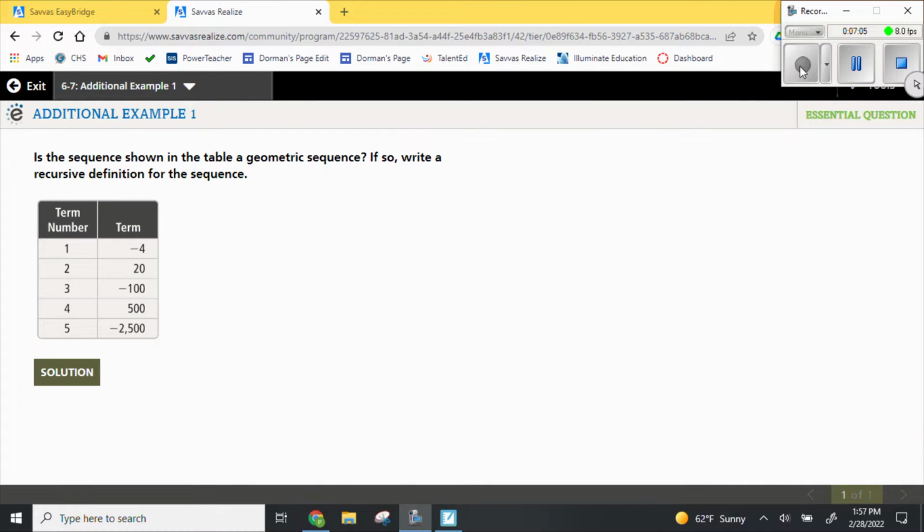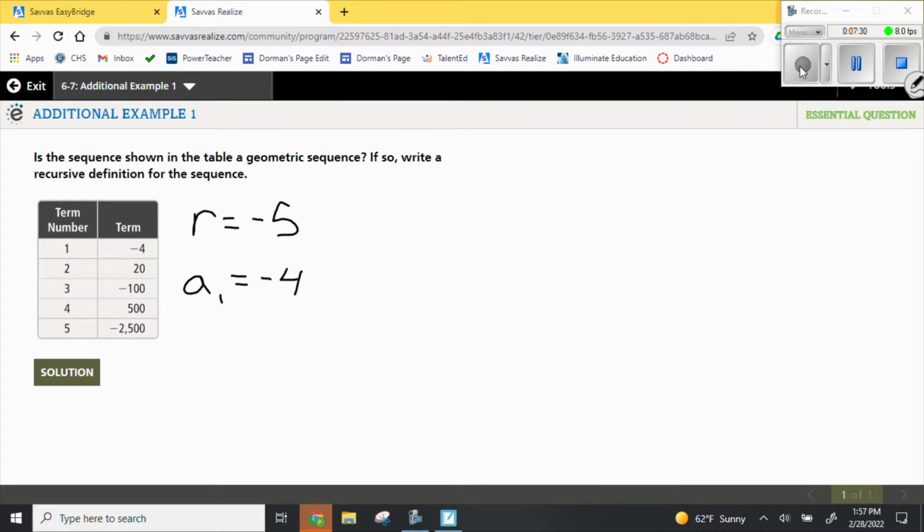All right, let's do one more before we move on. So, what do we think our common ratio r is here? So 20 divided by 4 is -5. Negative 100 divided by 20 is -5. 500 divided by -100 is -5. So I'm going to say that r is equal to -5. a sub 1, our first term, is -4.